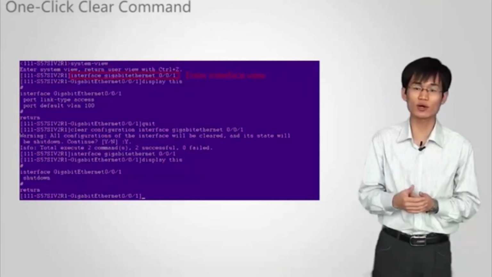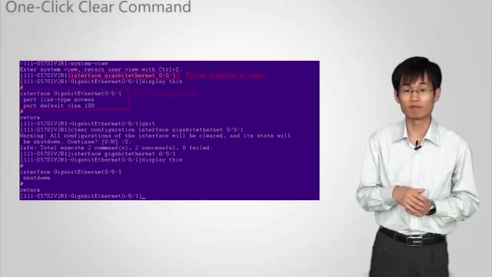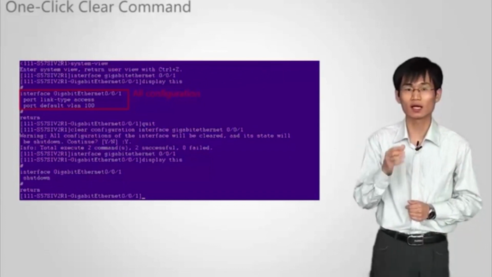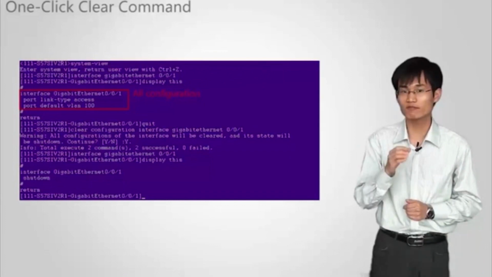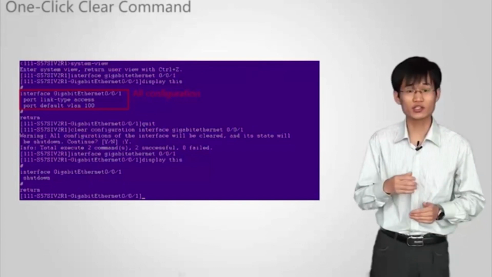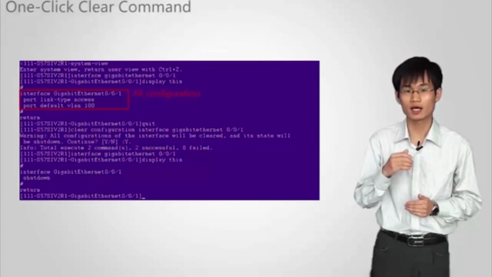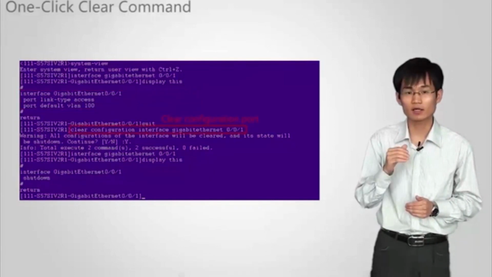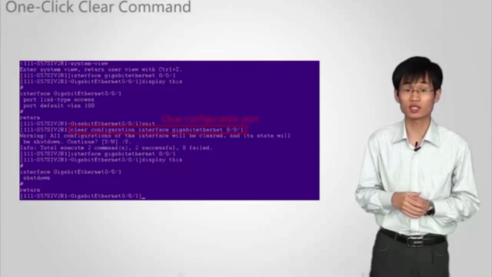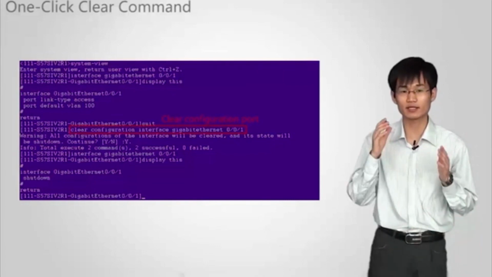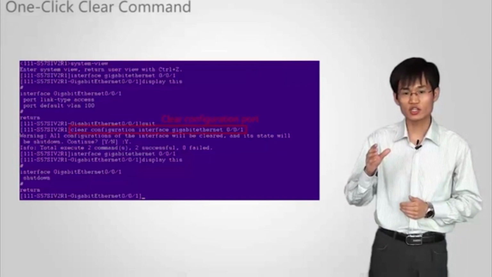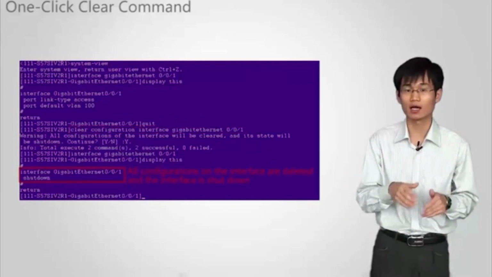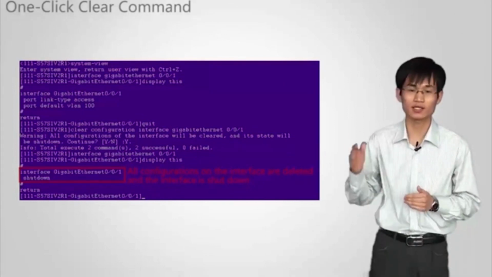If you want to use an interface on the switch for another service, you must delete the existing configurations one by one. If multiple configurations exist on this interface, you have to spend a lot of time deleting configurations. To reduce the maintenance workload and operation complexity, you can run the clear configuration port command to delete all configurations on the interface. After this command is executed, all configurations on the interface are deleted and the interface is shut down.